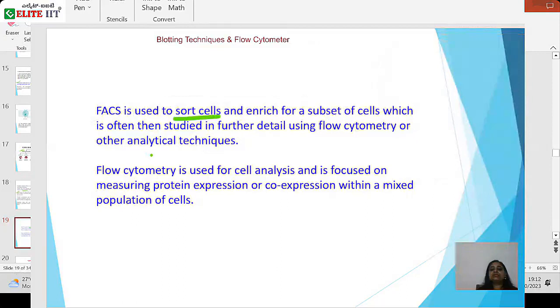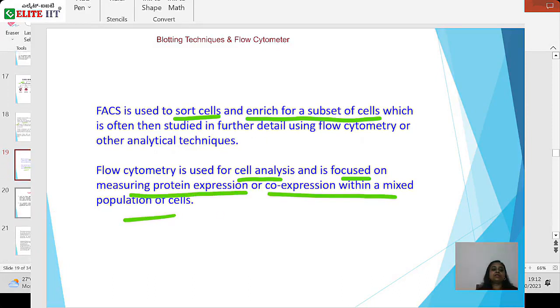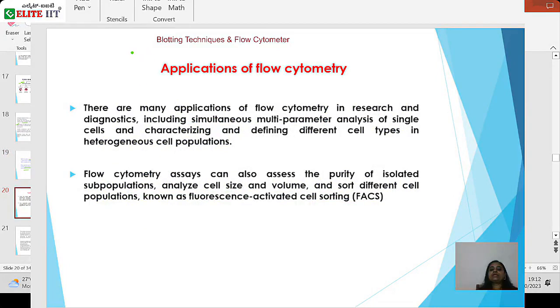So, therefore, it is known as the FSCS. FSCS is used to sort cells and enrich for a subset of cells, which is often then studied in further detail using flow cytometry or other analytical techniques. Now, flow cytometry is used for cell analysis and focused on measuring protein expression or co-expression within a mixed population of cells. Now going to the applications where it is utilized mainly.